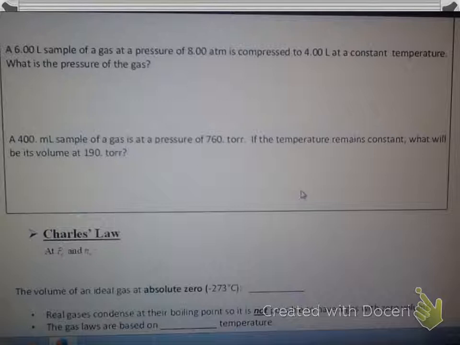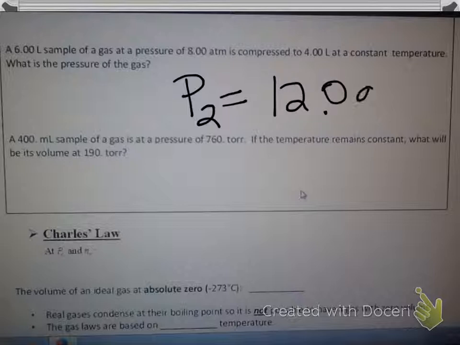Okay, here's the answers. For the second one, a 6 milliliter sample of gas at 8 atmospheres is compressed to 4 milliliters. So the volume gets smaller. What's going to happen to the pressure? The pressure got larger, right? When you calculate this out, what's the pressure of the gas? You should get the second pressure equals 12.0 atmospheres. And that's with the correct number of significant figures. So see if you can get that one.